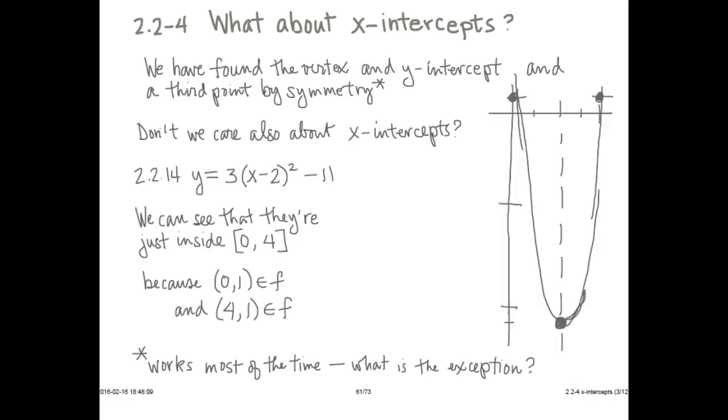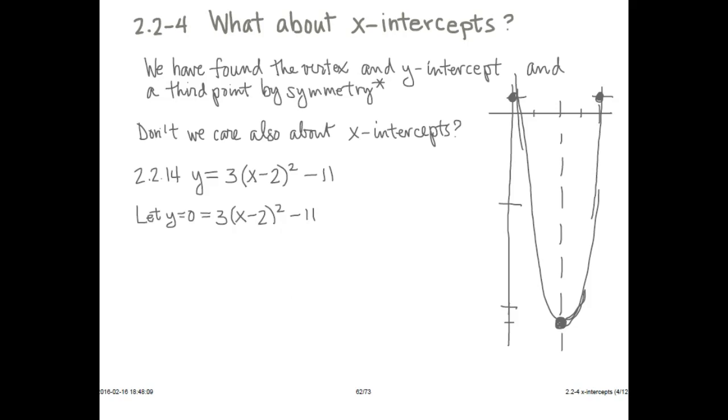So here's that same old example, number 14. We recall that the vertex is at (2, -11), and these points are (0, 1) and (4, 1). So the x-intercepts must be a little bit inside 0 and 4 on the x-axis. But where?